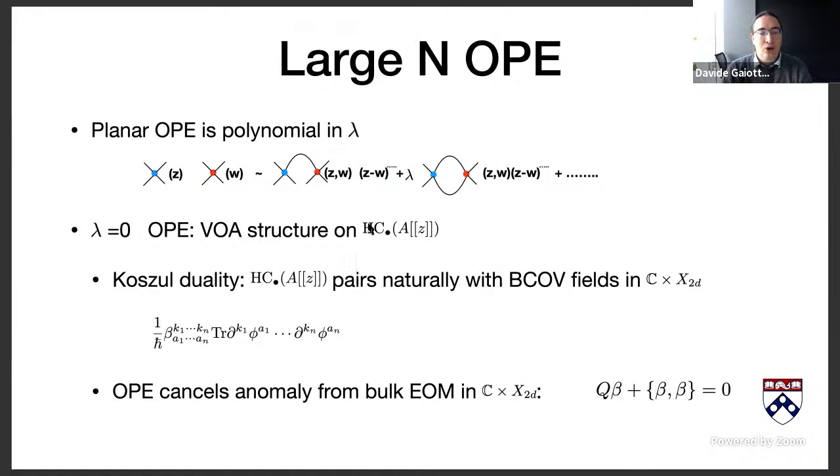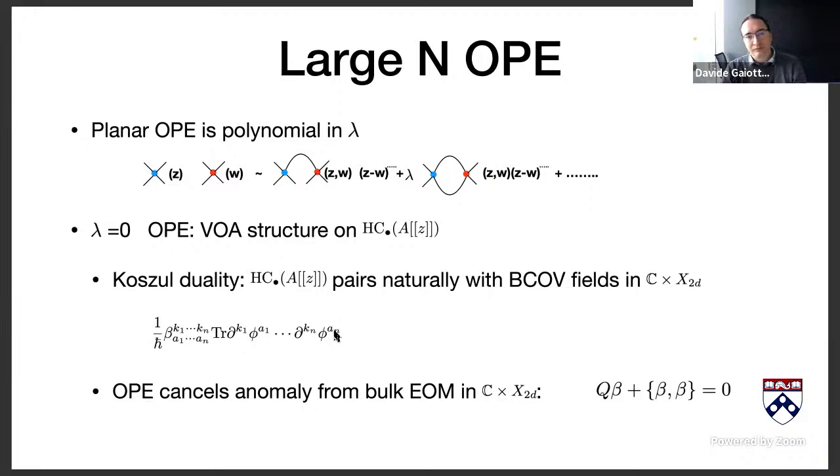If you set lambda equal to zero, in particular, only the first term survives, and you get a vertex algebra structure on this cyclic homology. And causal duality is the statement that the cyclic homology naturally pairs with the closed string fields in the background geometry. These branes are branes in C times X to D, and they couple to the closed string fields in C times X, and they couple linearly. Every single trace operator can be coupled to a closed string field in a specific way. And there is a map from the closed string fields into this cyclic homology, which is canonical, and gives you this pairing.